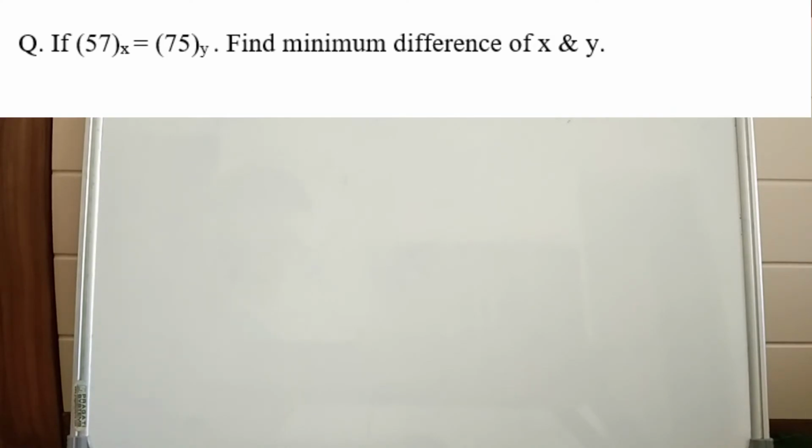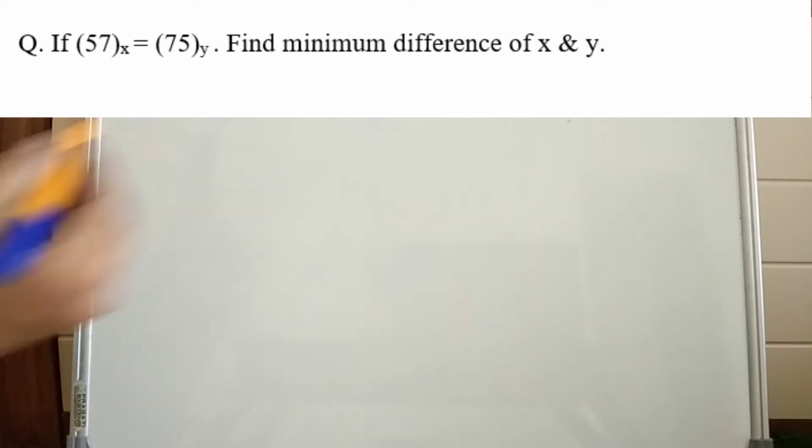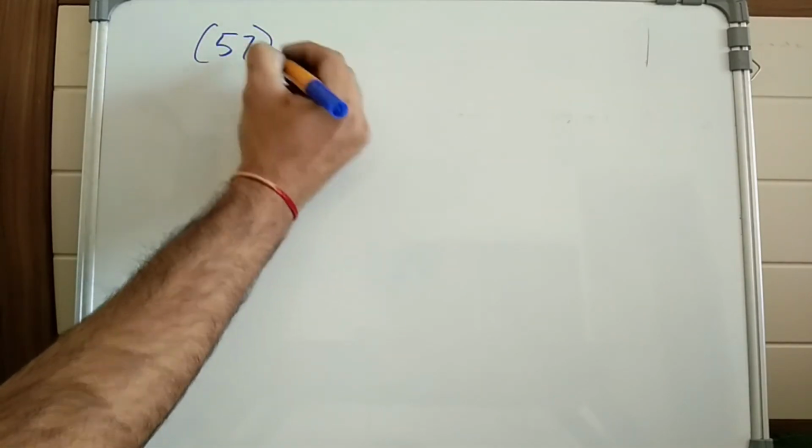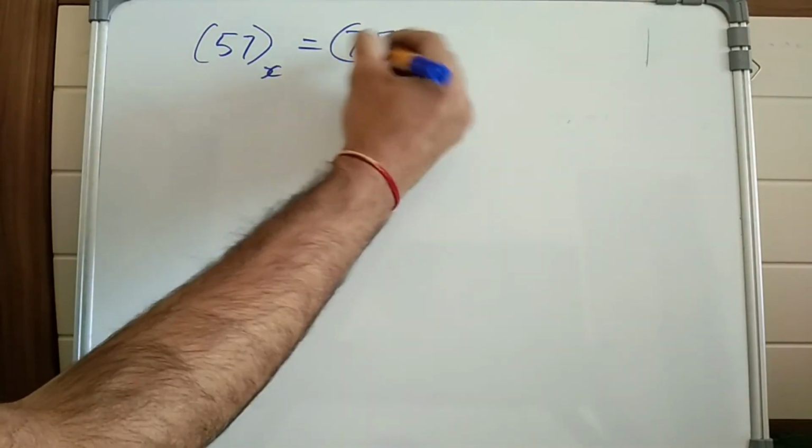Okay, so the next question is 57 to the base x is equal to 75 to the base y. Find the minimum difference of x and y. So here we don't know about x and y. So 57 to the base x equals 75 to the base y.